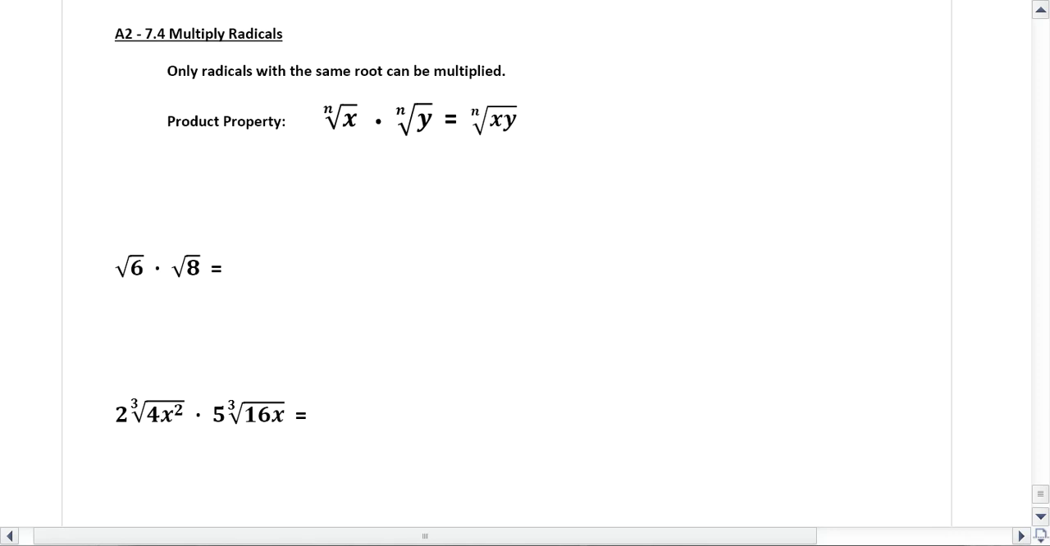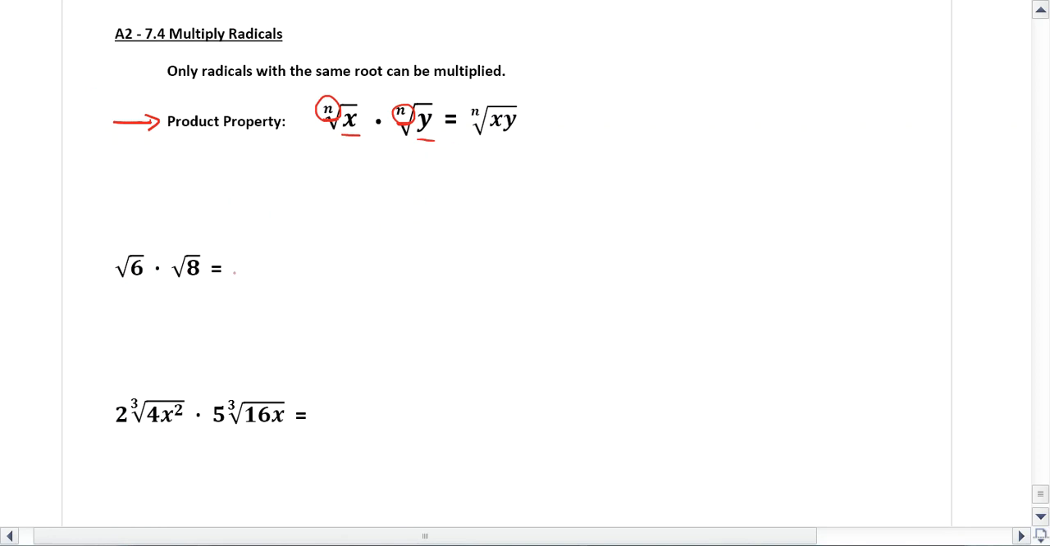This video is for Algebra 2, Chapter 7, Section 4, Products of Radicals. Again, short and sweet for the new information. Only radicals with the same root can be multiplied, and we call this the product property of radicals. So this root has to be the same as this root, and then you can multiply whatever you have underneath them. So let's look at some examples.